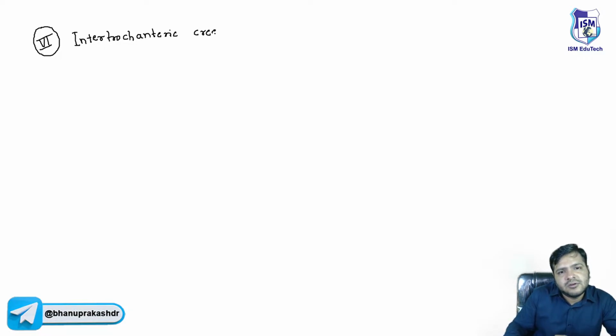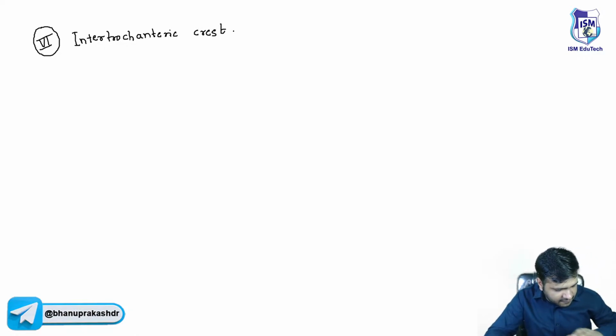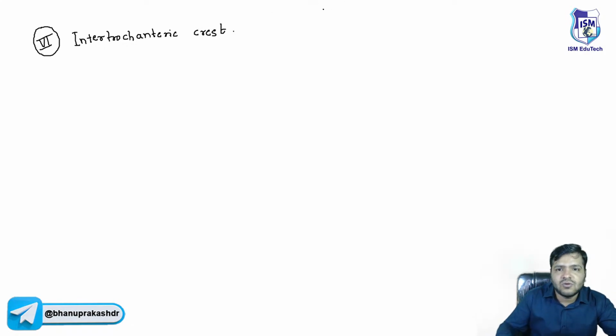Intertrochanteric crest. Very good, Kriti. Very good, Chenam. Very good, Chinal. Very good, Usman. Very good, beta. I have already told you, beta.